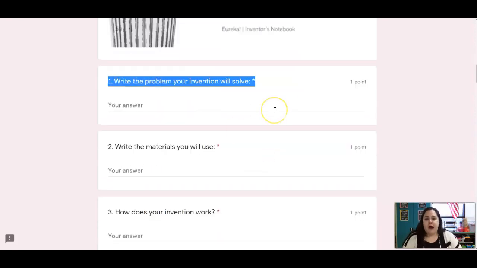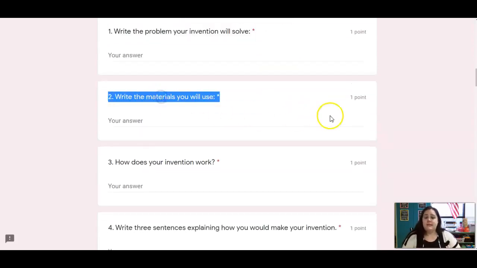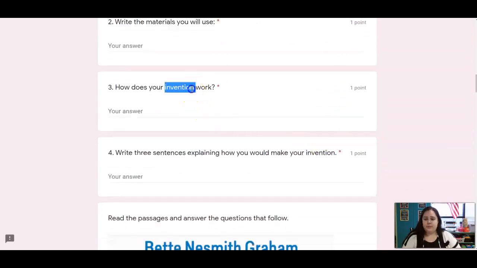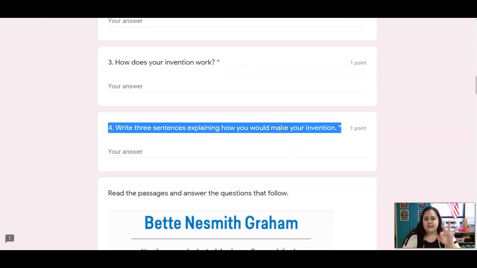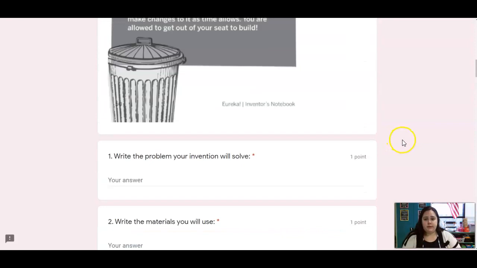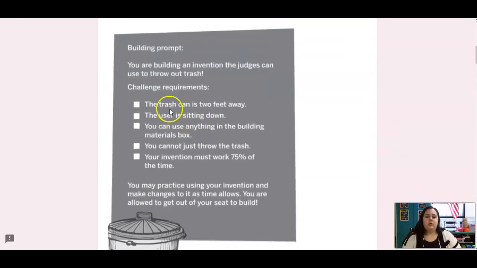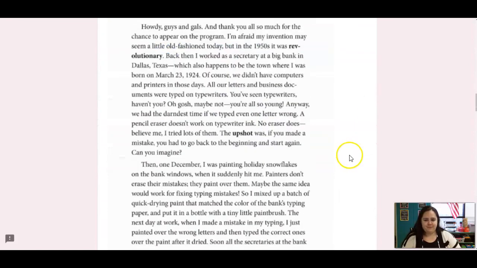So, write the problem we're going to solve. If you forgot, go back and read his note. List the materials you're going to use. How does the invention work? And then write 3 sentences explaining how you would make it if you could. All right, so again, these are the requirements. If a trash can is 2 feet away from you, you cannot just throw the garbage out. You're going to come up with some type of invention that would allow you to throw the garbage away from a distance. All right, be creative.